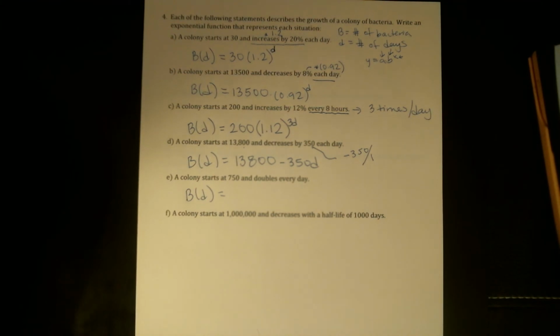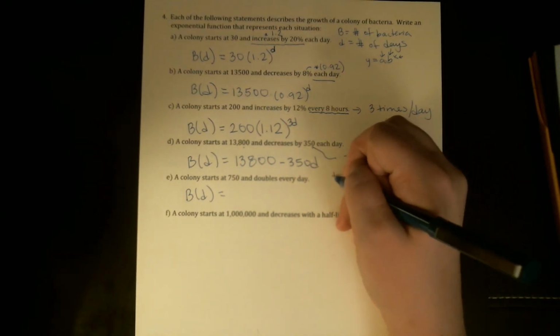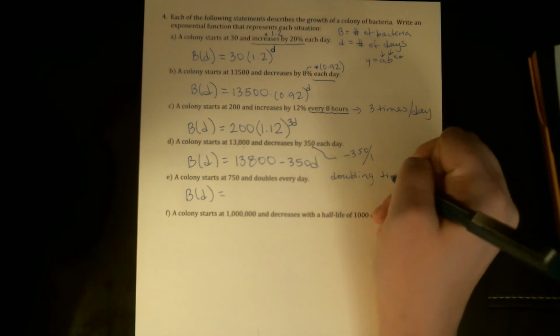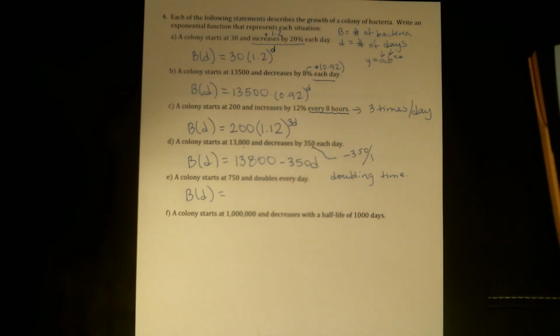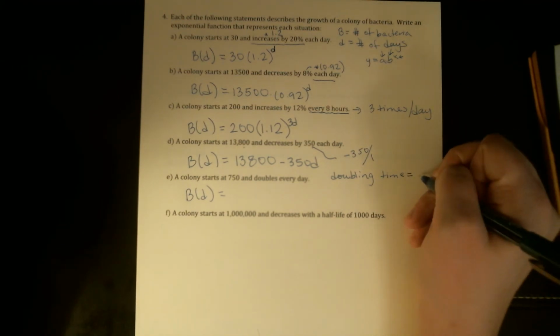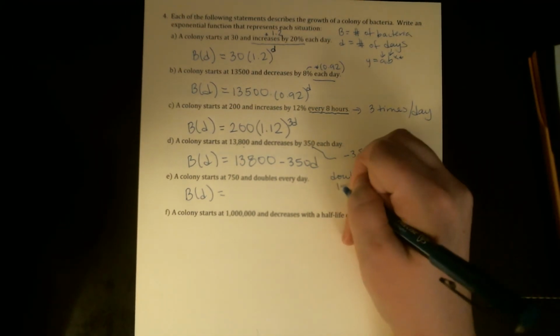Part E, the colony starts at 750 and doubles every day. Okay, so I want to mention two pieces of vocab. One of them came up here. Doubling time. I didn't word it this way, but I could. I could say a colony starts at 750 and grows with a doubling time of 1 day. Doubling time directly translates to how long it takes to double.